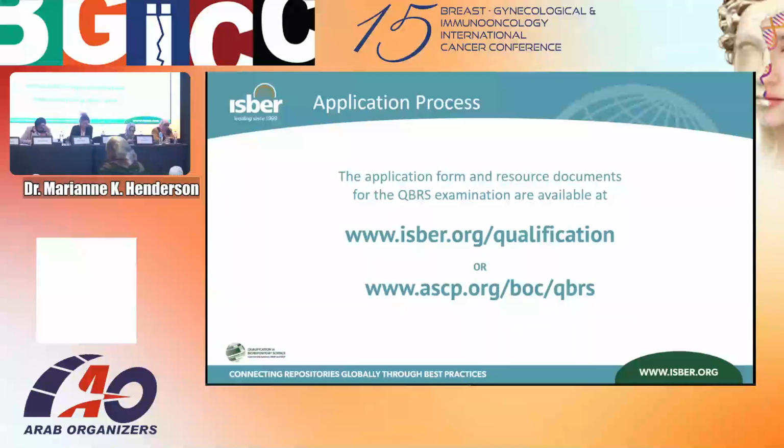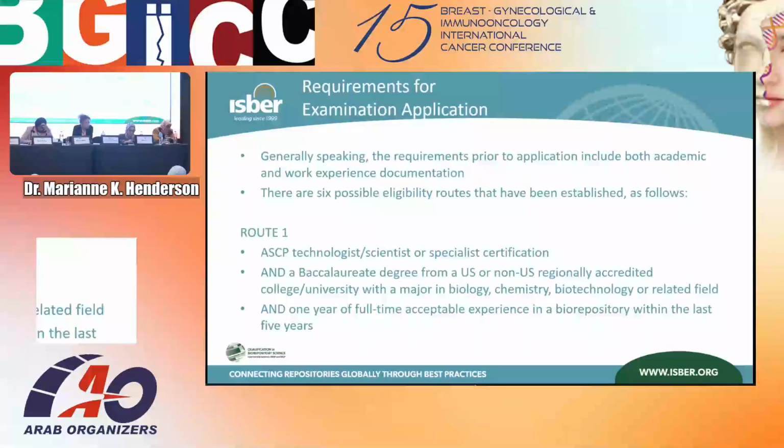Now let's talk about the different ways to be eligible to be able to take the QBRS exam. I'll go bit by bit through the 6 different routes of eligibility. Generally speaking, there are requirements prior to the application that include both academic and work experience in biobanking. I will walk through the 6 possible eligibility routes that have been established for the exam.